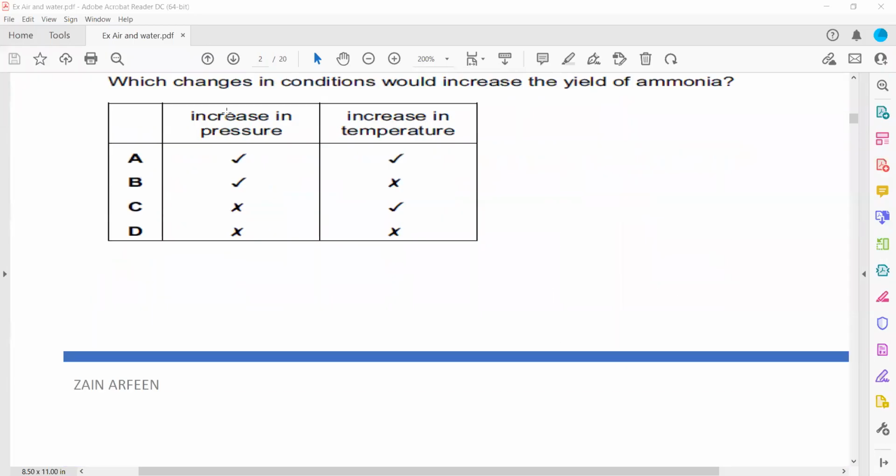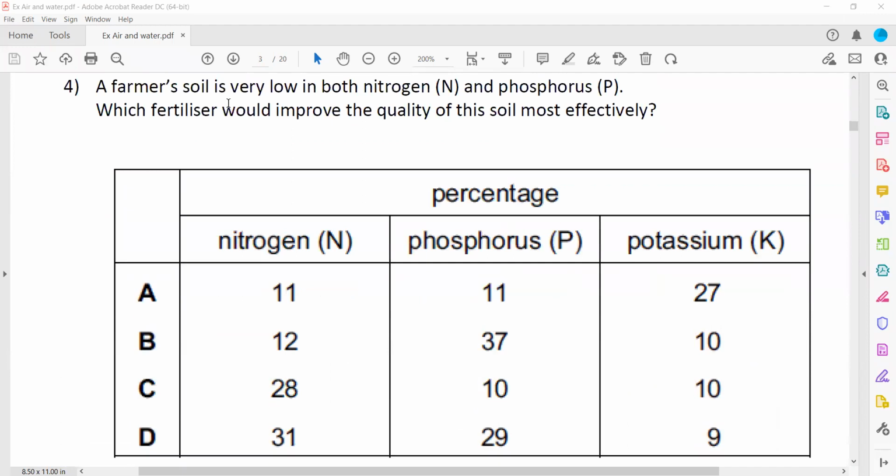Reversible reactions are affected by changing the pressure as well as the temperature. The farmer's soil is very low in both nitrogen and phosphorus. So a small amount of nitrogen and phosphorus is there in the soil. Which fertilizer will improve the quality of the soil most effectively, which one provides more nitrogen and phosphorus?